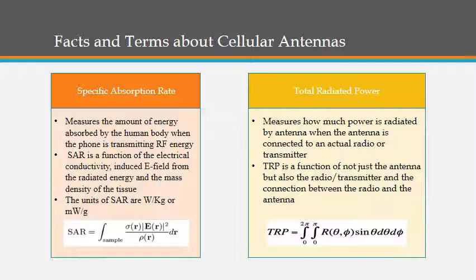Now the total radiated power, it measures how much power is radiated by an antenna when the antenna is connected to an actual radio or transmitter. TRP is a function of not just the antenna but also the radio or transmitter and the connection between the radio and the antenna. The formula to calculate TRP is given below, where R is the region over which the integral is performed, and theta and phi are just the normal spherical coordinates.